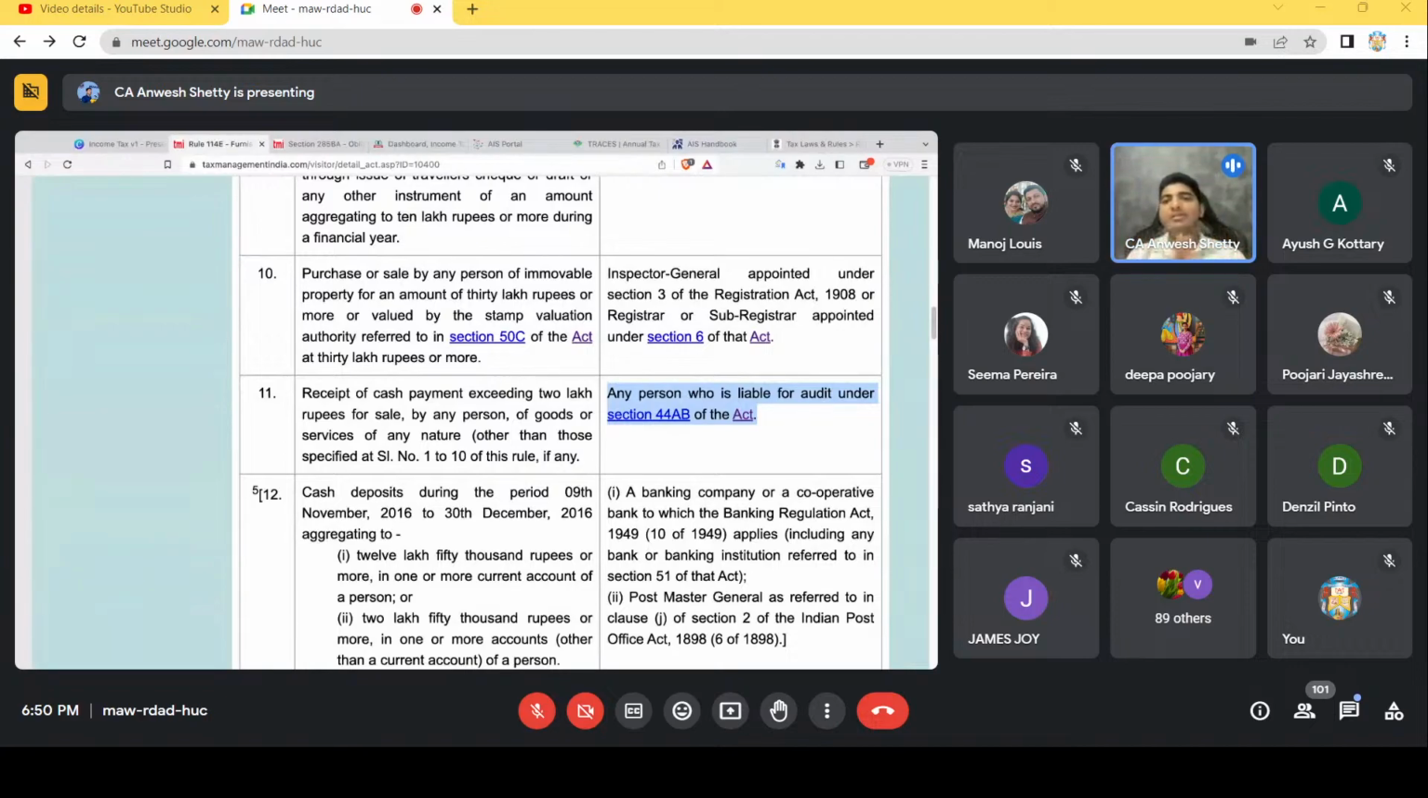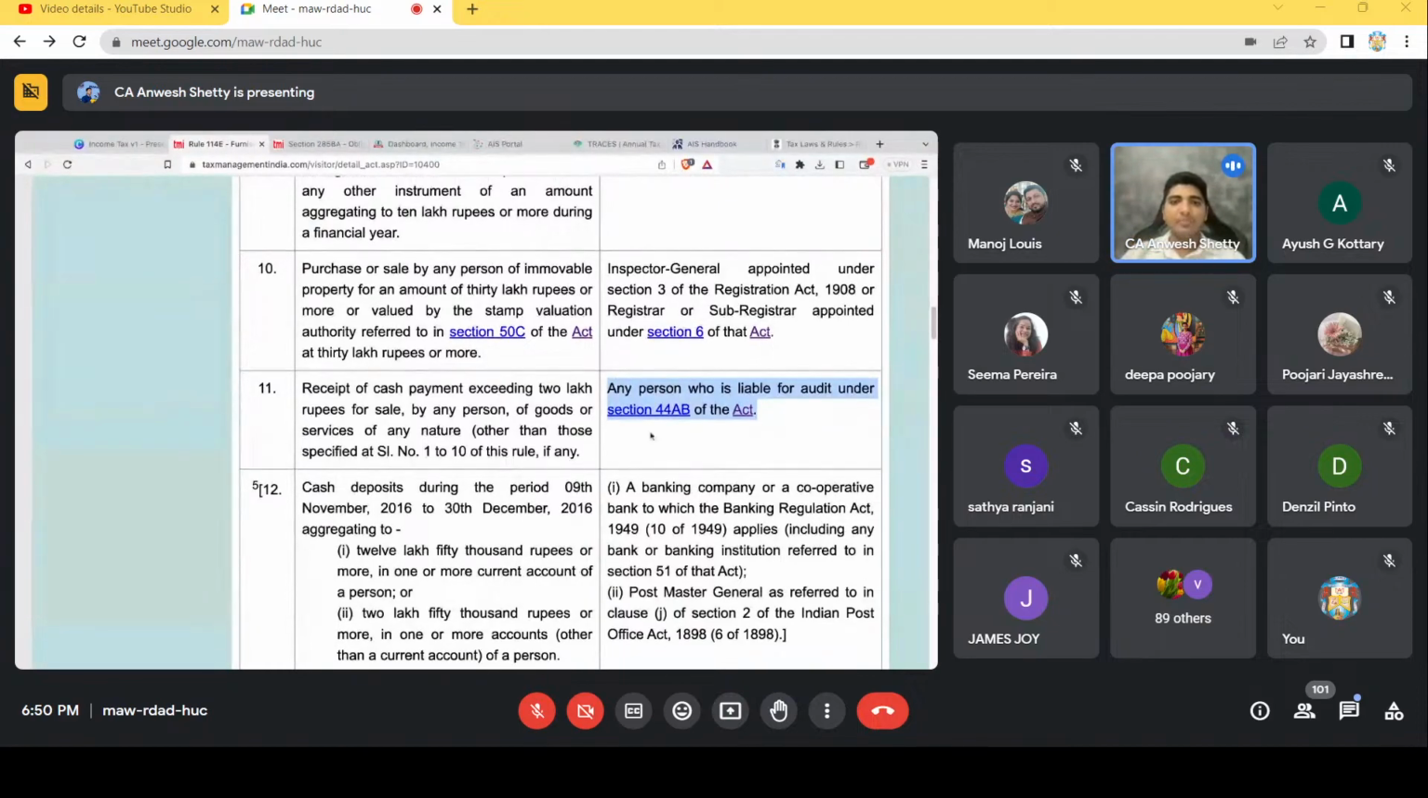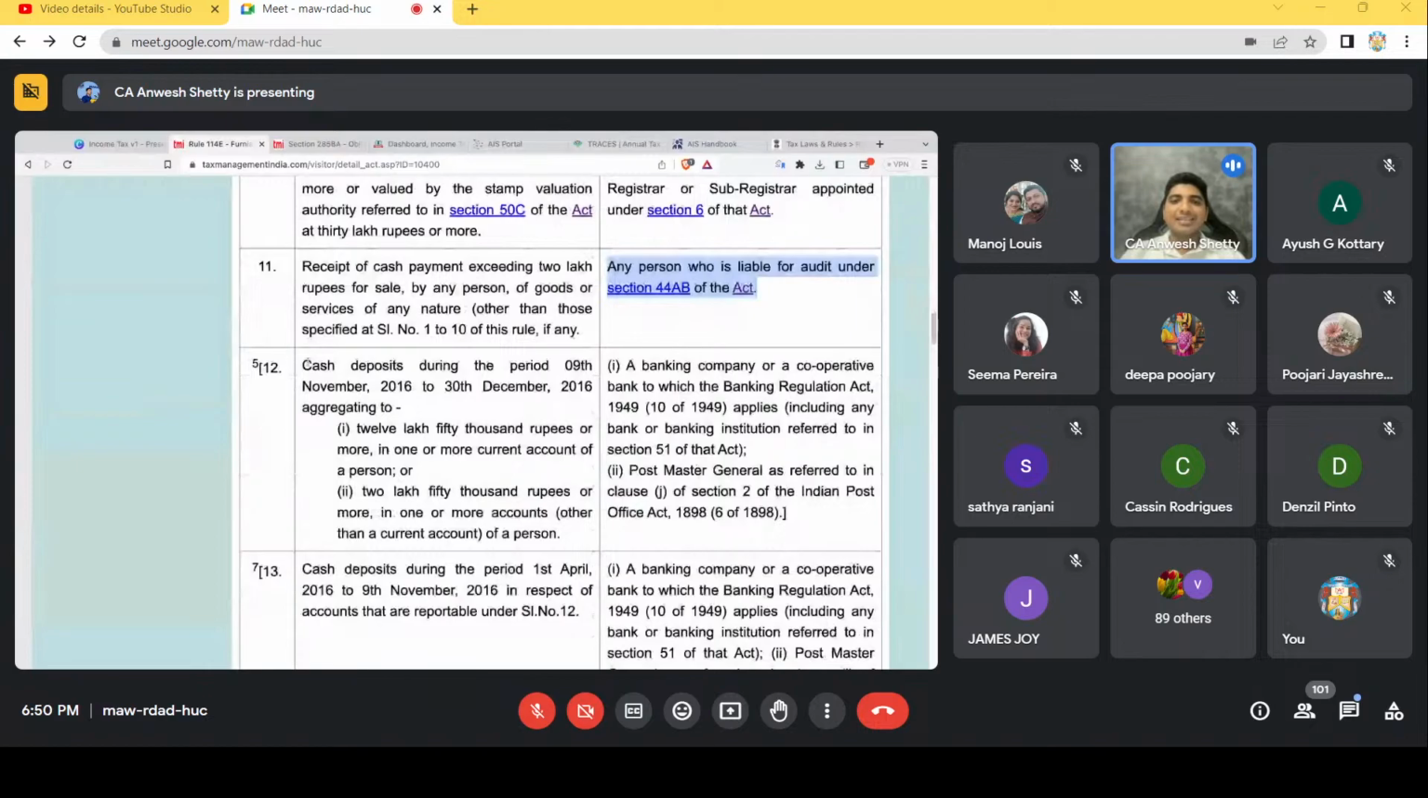So be very, very mindful while purchasing computers, laptops, the value of which is more than 2 lakh rupees, furniture, interior designing. You are not supposed to pay in cash. If you pay in cash, it is an obligation on somebody else to report you to the government. Okay. And this is our classic demonetization time.